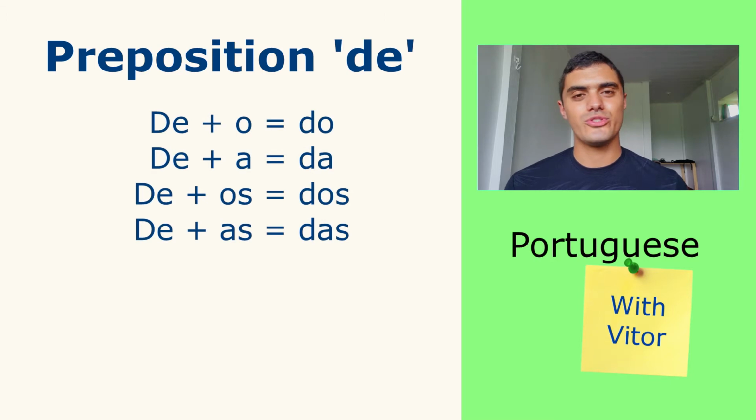As I told you, it contracts with articles. So with the definite article o, de plus o becomes do. De plus a becomes da. De plus os becomes dos. And de plus as becomes das. Okay? So let's move on.